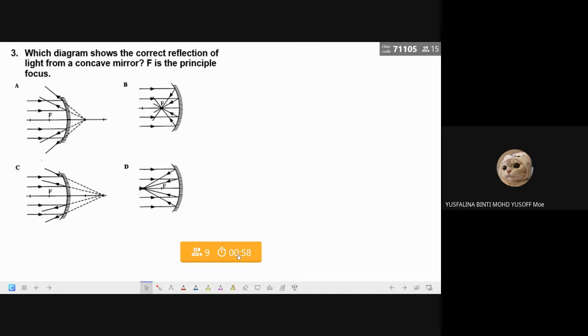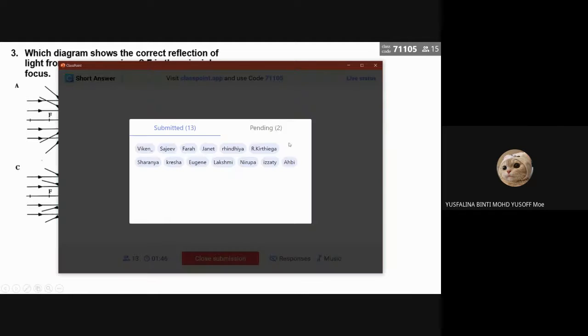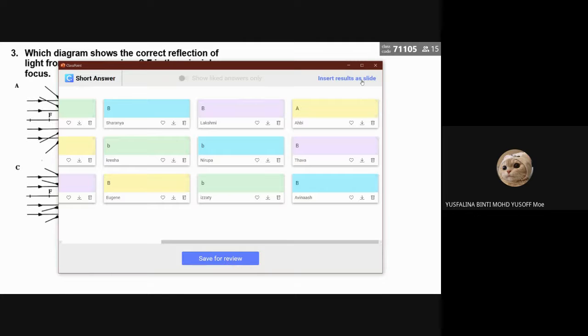Okay, convex mirror and concave mirror. Okay, two more. Okay, Avinash, Tava. A, B, B, B.